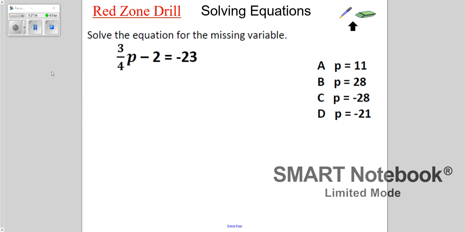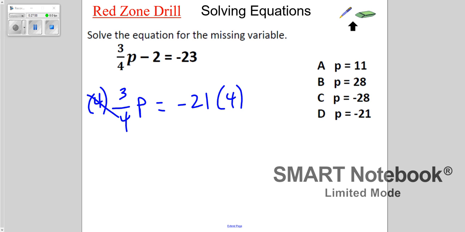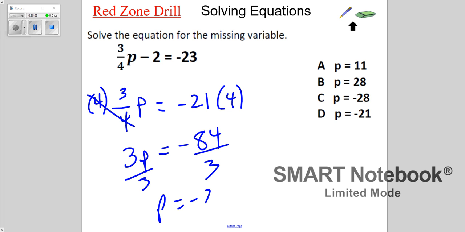This is a two-step equation involving a fraction. Your favorite. Add 2 to both sides. You get 3/4 p equals -21. And then figure out how to solve this any way you want. Divide by 3/4, multiply by the reciprocal, 4/3, or just multiply by the denominator and do it in two separate steps. So if I multiply both sides by 4, I get 3p equals -84. And divide both sides by 3, and I get p equals -28, choice C.